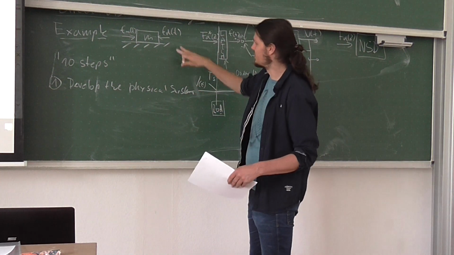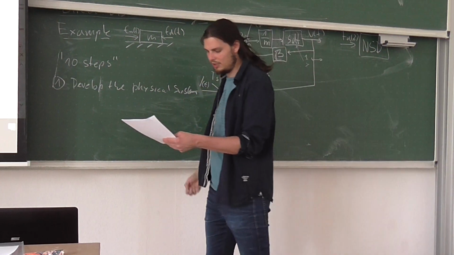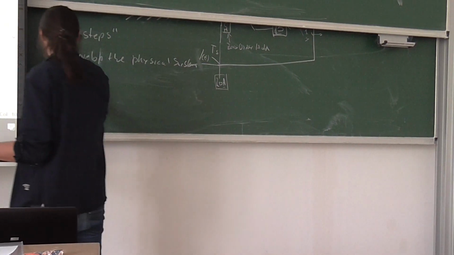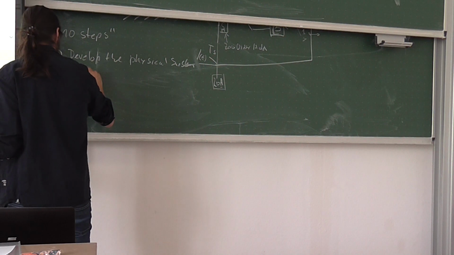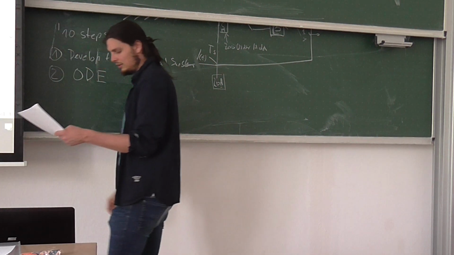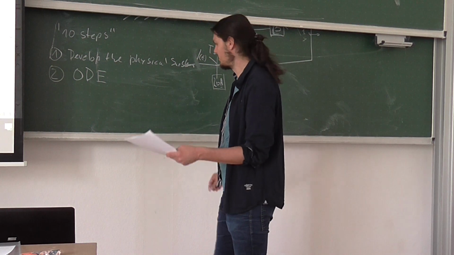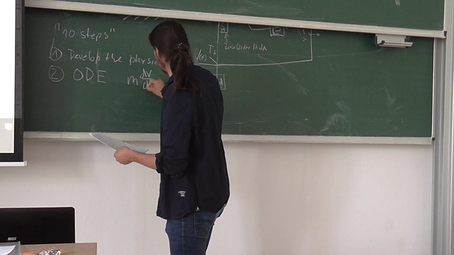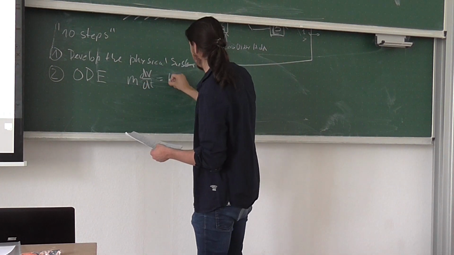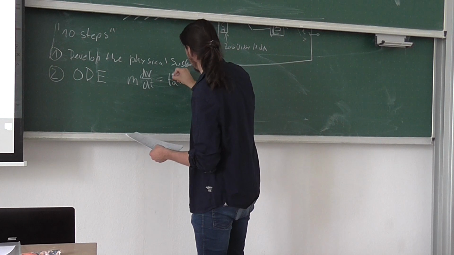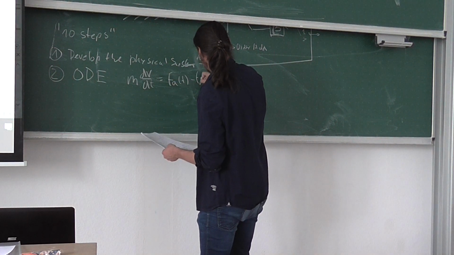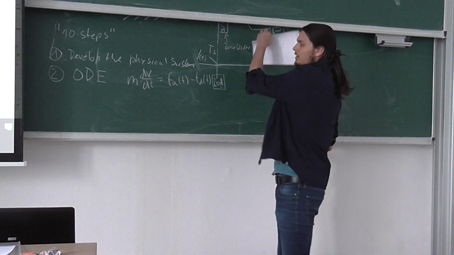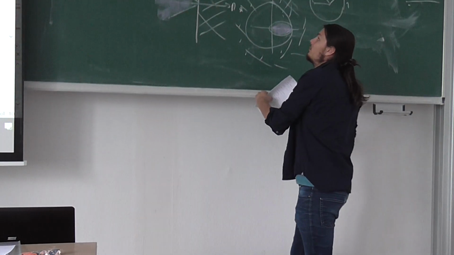Develop the physical system, which is this, right? And then the second would be to prepare the differential equation description. The second is to get an ordinary differential equation, or a set of ordinary differential equations, which is here: m dv/dt equals F_a(t) minus F_d(t). We did this before, so that's step number 2.